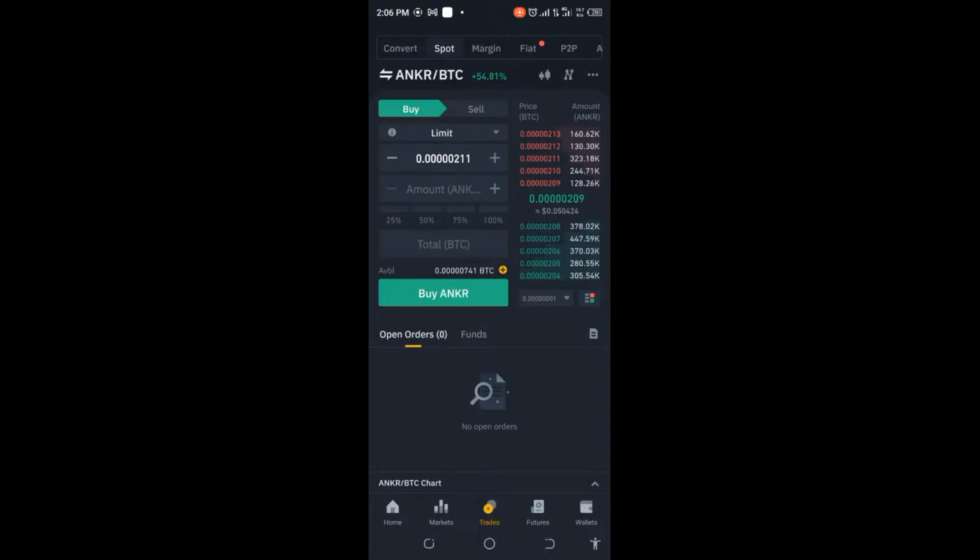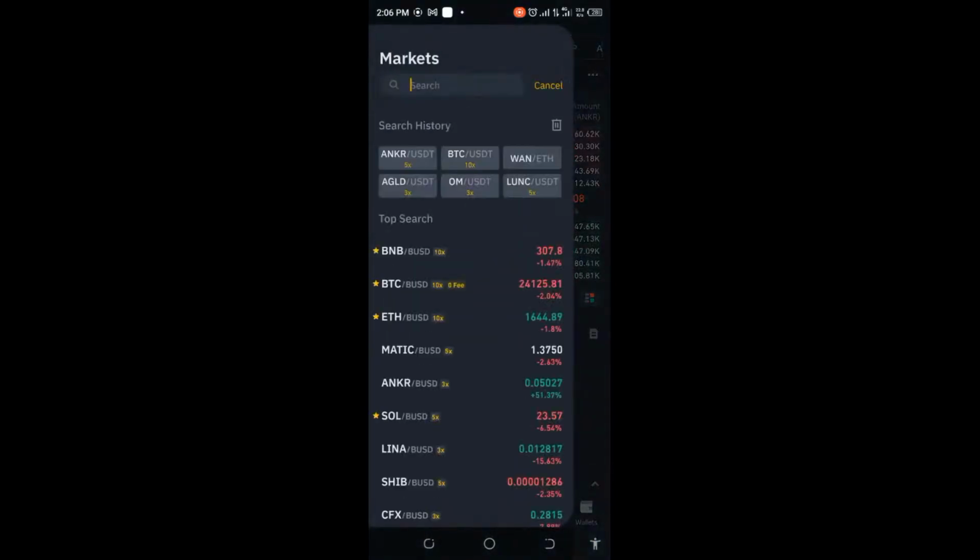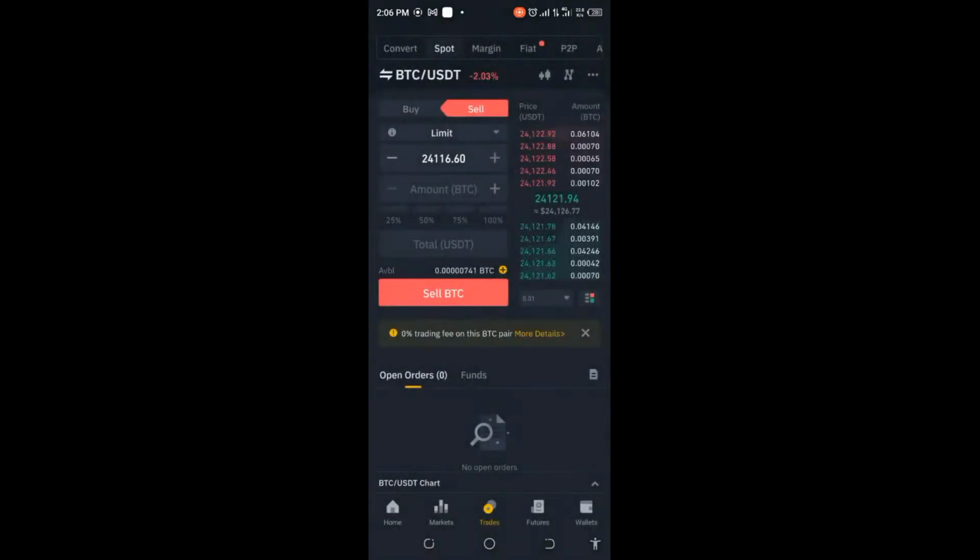Okay, I can see it's going up back again. So I'm just going to sell and put everything there. And let's see how this will go. But first of all, let's see what I would get with this amount. Let me go and check what I would get with this amount. I'm going to go to BTC and see if I can get something good with it. And let's see if this will be good.